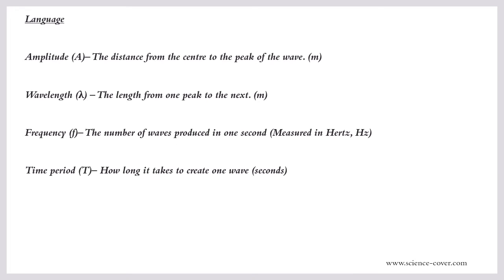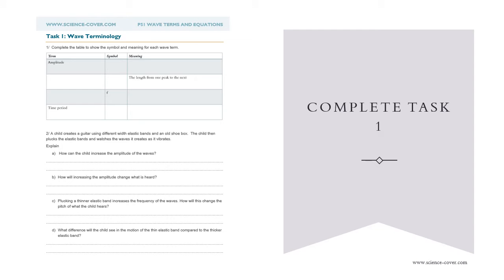The frequency of a wave is represented by the letter F. This is the number of waves produced in 1 second, and we measure it in hertz. The time period is represented by a capital T, and this is how long it takes to create one wave. We measure this in seconds. Pause the video now and complete task 1.